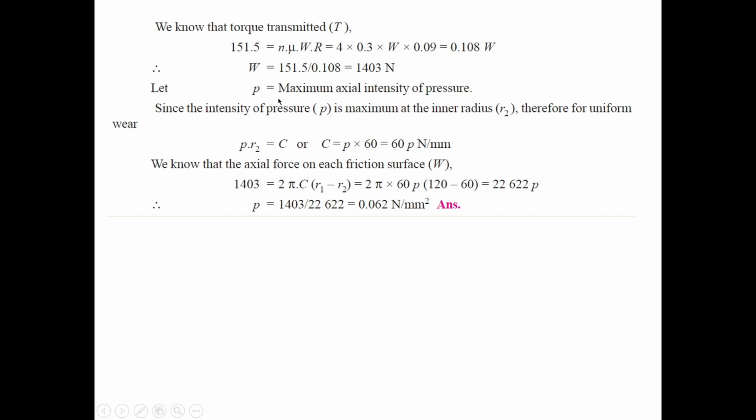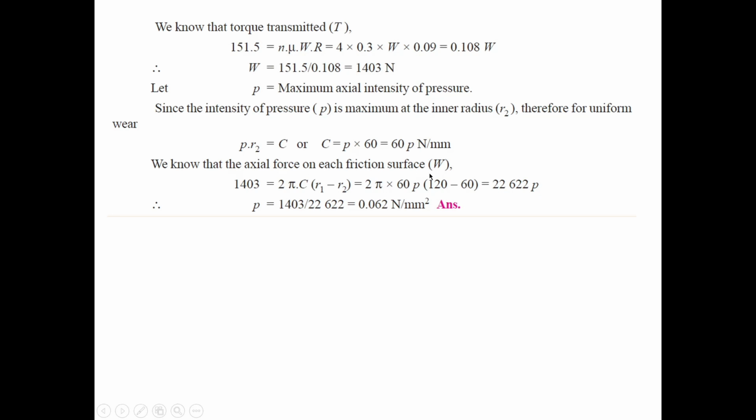Now we have to find the maximum axial intensity of pressure. We know that C is equal to PR. Also, we know that the maximum intensity of pressure lies at the inner radius. So substitute R2 here. P R2 is equal to C. By rearranging the formula, we get C is equal to 60 P Newton per mm.